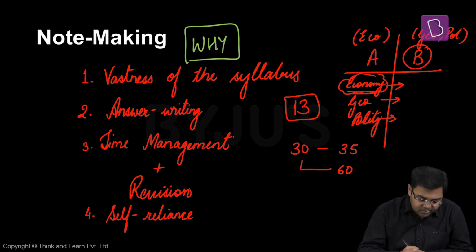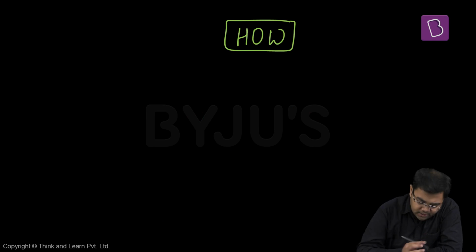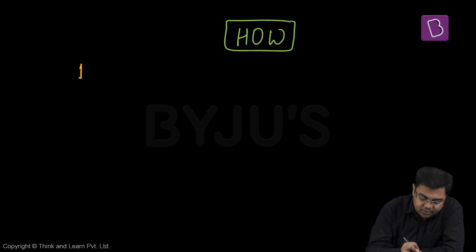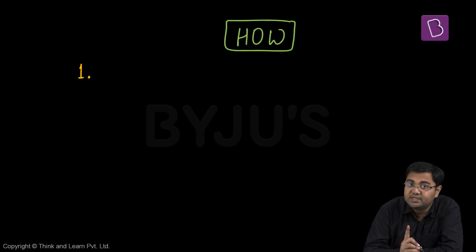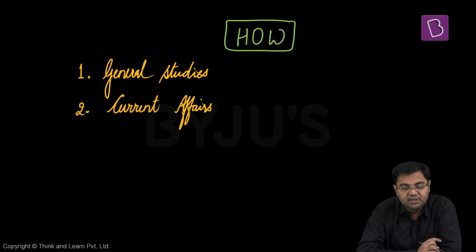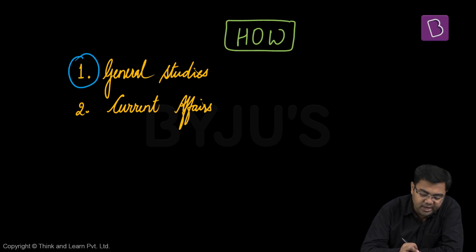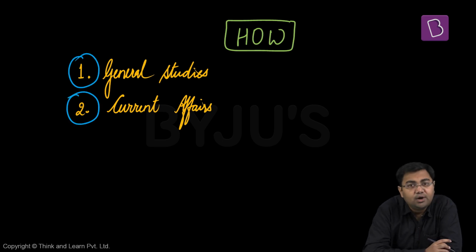Now I'll come to the second part, how should you make notes. The very first thing is, when you make notes, you know that there are two major aspects to it. One being the general studies part, and second being the current affairs. So these are the two important parts of your preparation. So every time you make notes, you have to ensure that you have made way for both of these. How will you do that?